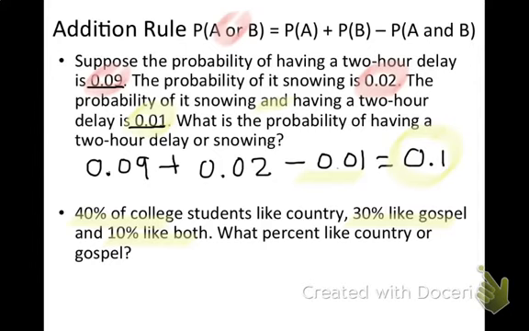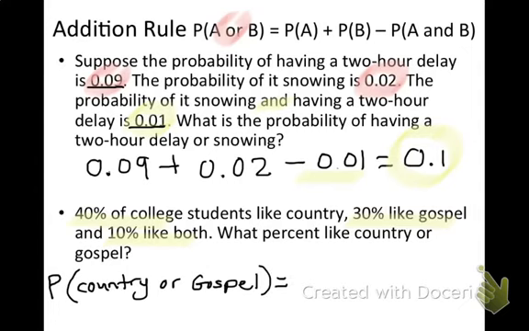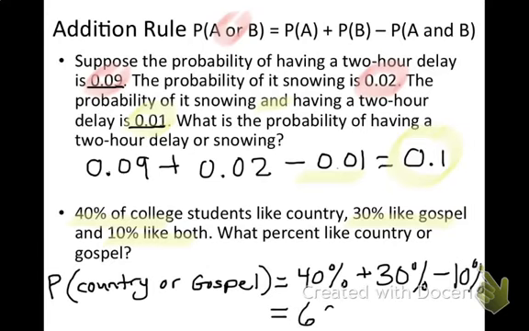So the probability, I should write it all the way out, the probability of country or gospel is equal to 40% plus 30%, that's what likes gospel, and then we're going to subtract 10%, which is the overlap, both. Okay? So when you do that, you get 60%. Yay, that's our final answer. Alright, next one.